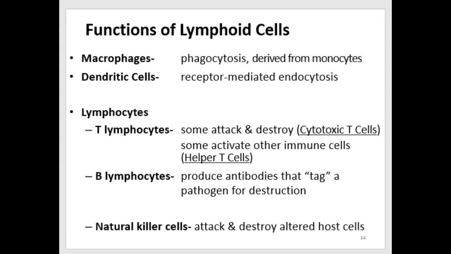Finally are the lymphocytes called natural killer cells. These cells attach to and destroy altered host cells. And these altered host cells might be cancer cells or virally infected cells, unlike a completely foreign cell like a bacteria.